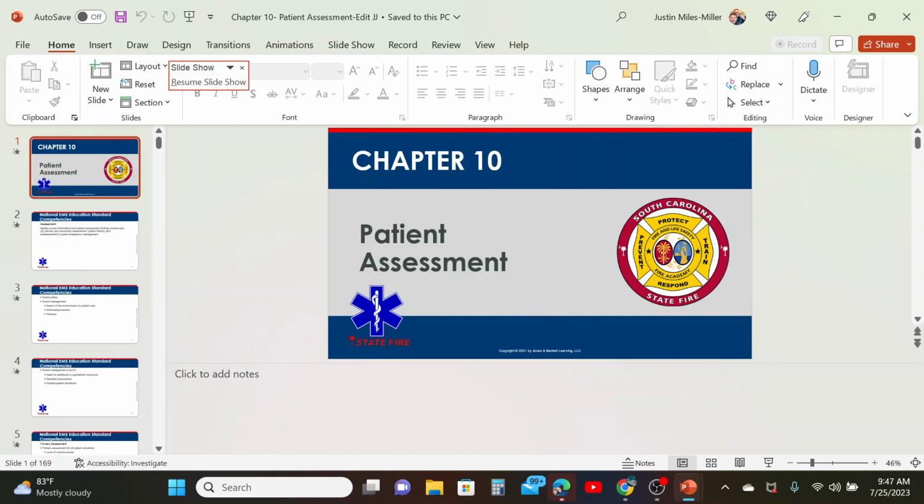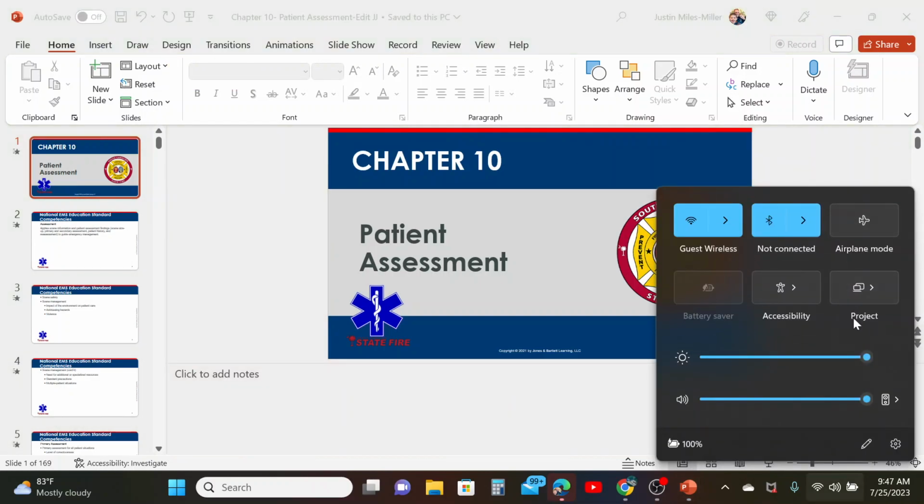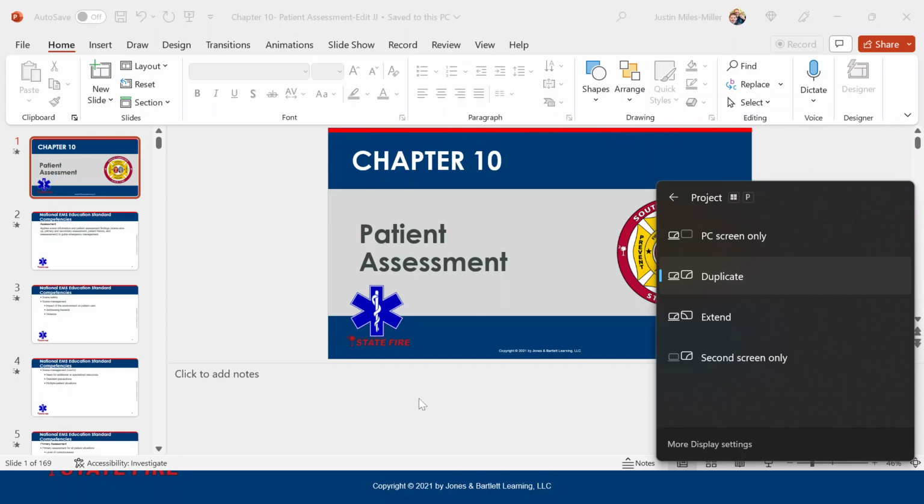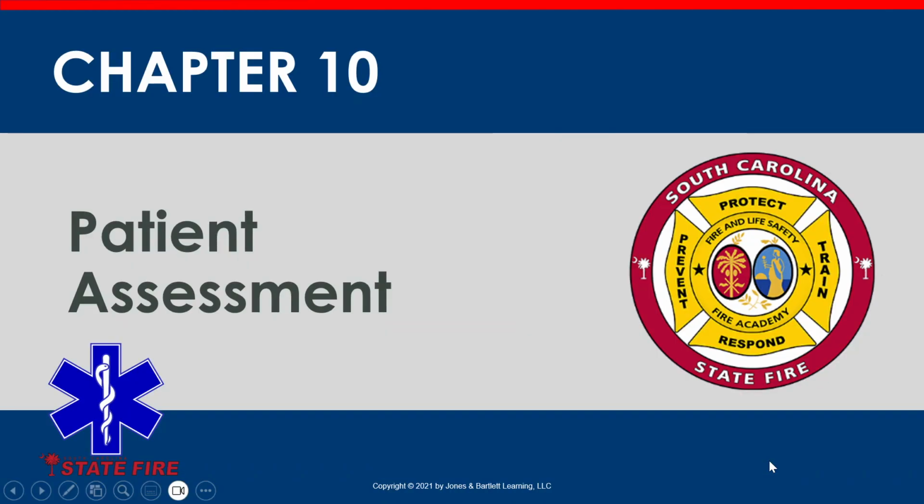You want to pull up medical. So as we talk, you'll be referencing your National Registry Medical Assessment Sheet. Just make sure you have that out so that you can take notes on it.